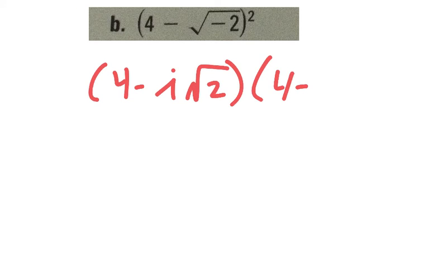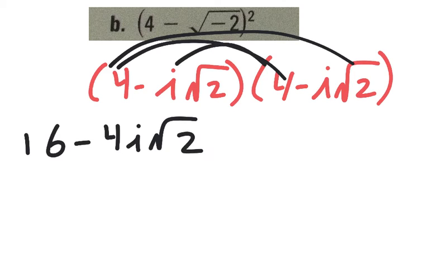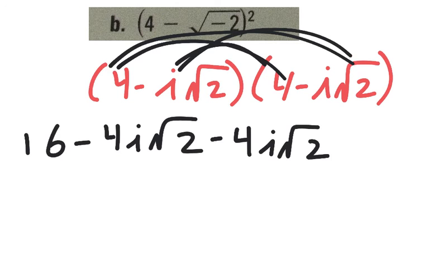I got a negative underneath the radical. It has to come out front as an i. So I have 4 minus i radical 2, squared, means I'm going to multiply it by itself. Distribute: 16 minus 4i radical 2 minus 4i radical 2 plus i squared times 2. Questions on that step? That's probably one of the trickier steps.